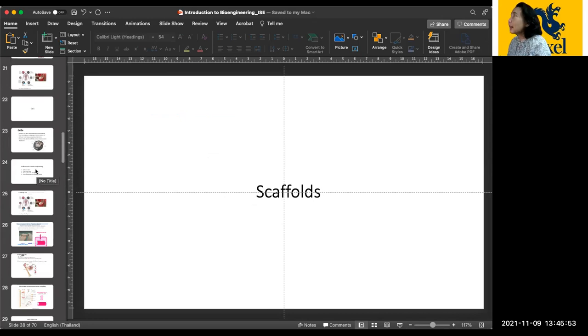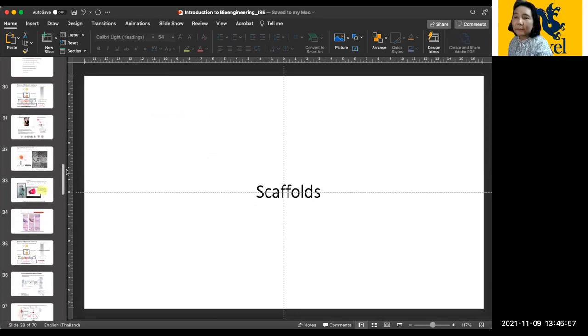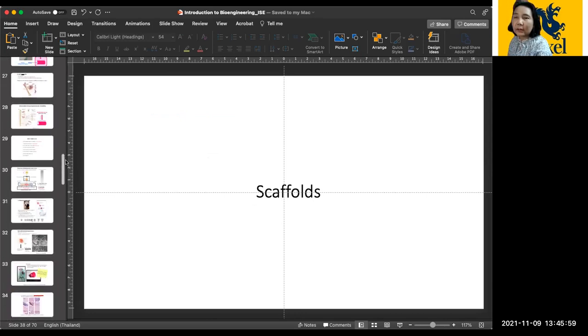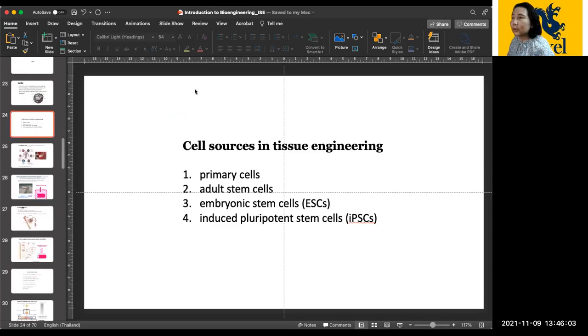Can you summarize for us again about the cells that people have been using for tissue engineering, and which cell has the most potential at the moment?